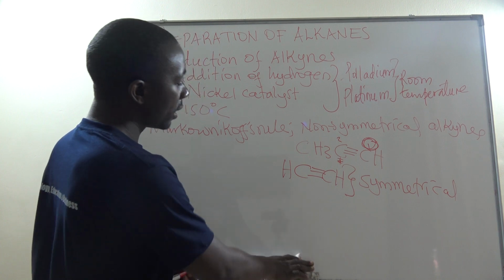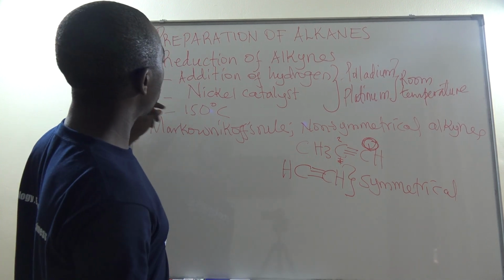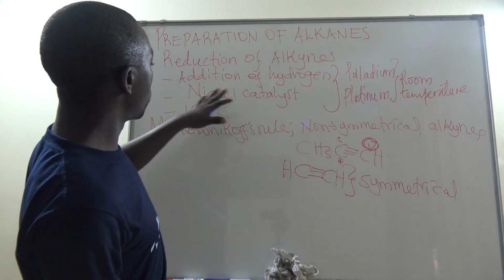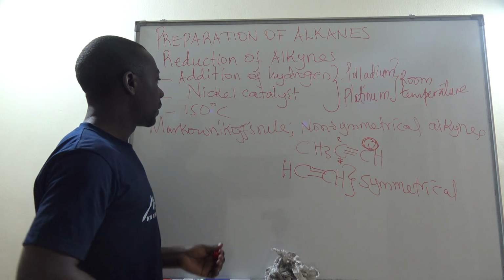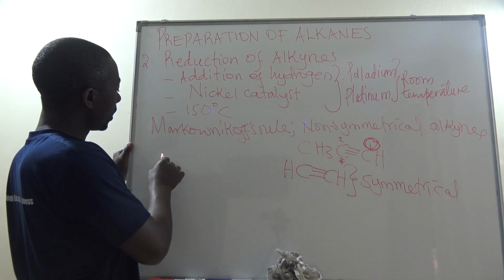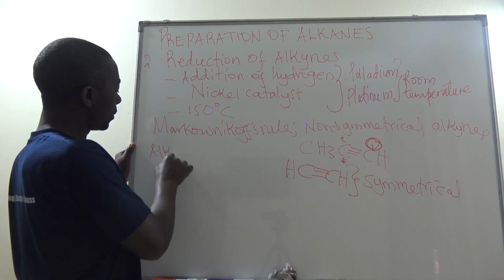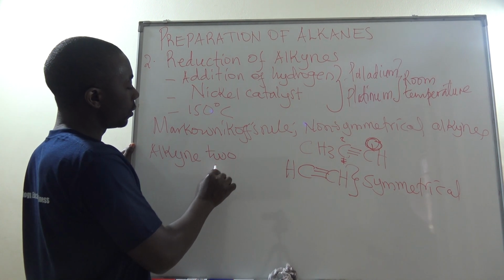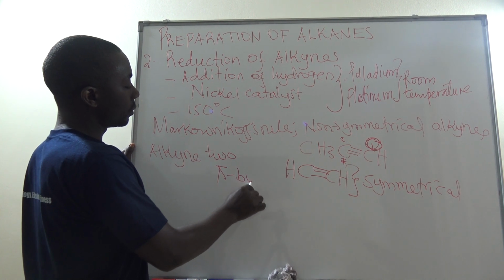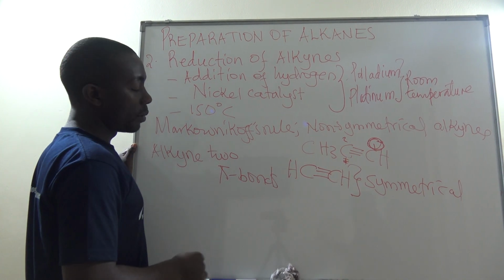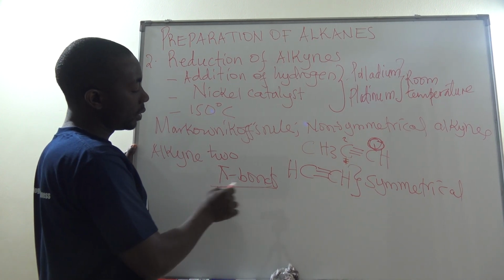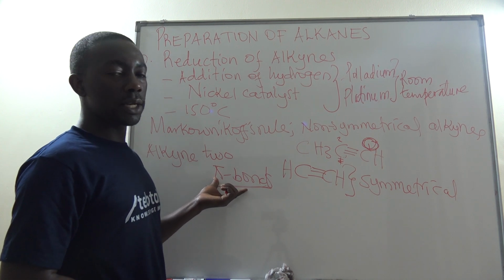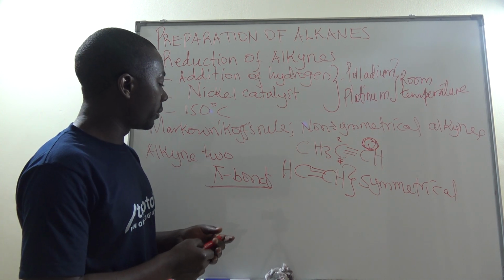Now we can proceed ahead and look at an example of addition of hydrogen in the presence of nickel catalyst and at 150 degrees Celsius. Only that we need to note that alkynes have 2 pi bonds. So during addition of hydrogen, we add 2 moles of hydrogen so that they can replace the 2 pi bonds that are going to be broken in the process of the reaction.